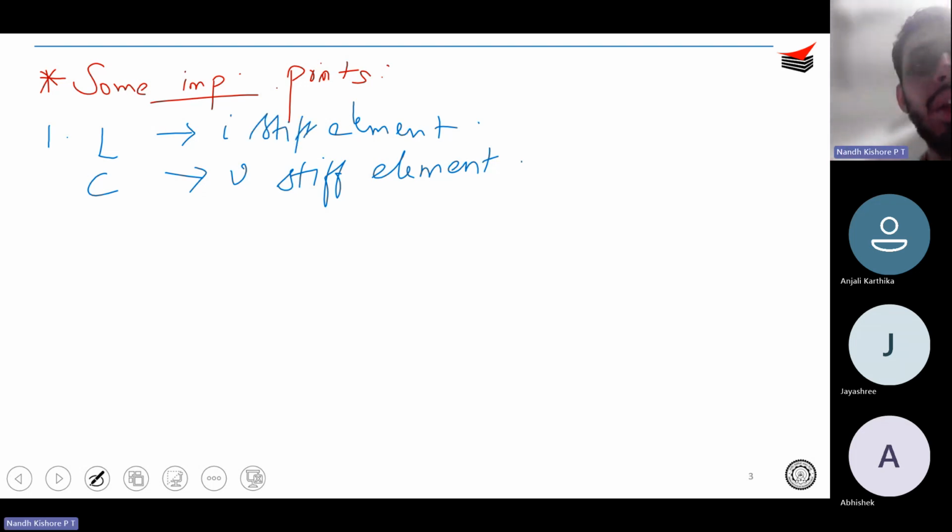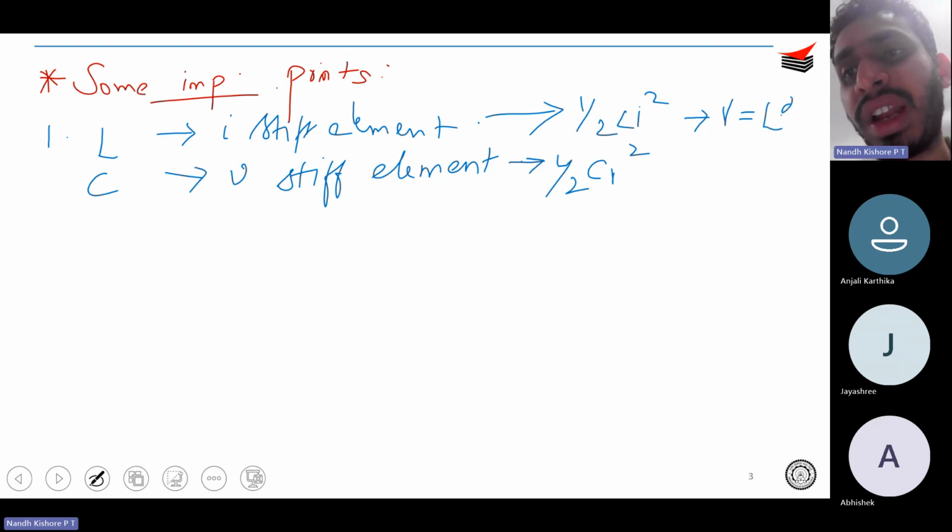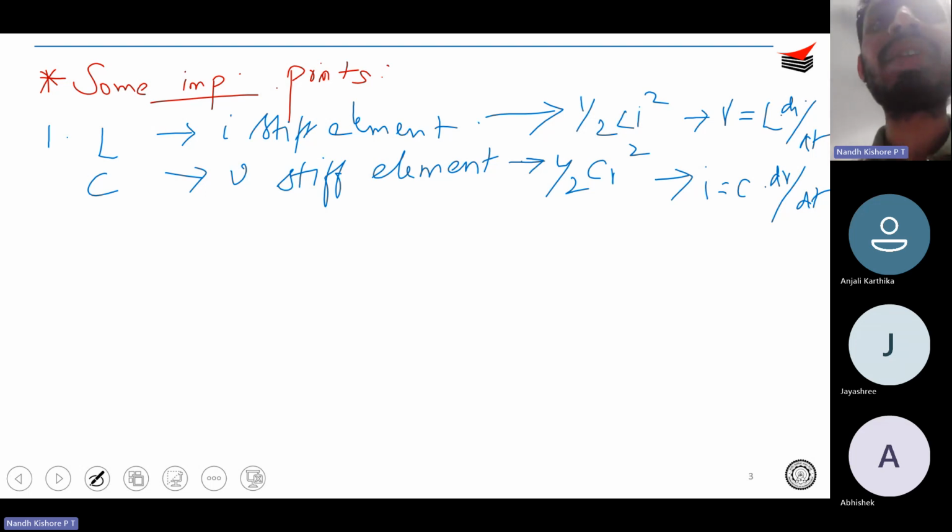And what's the energy stored over here? The energy stored is half L i square, and this is half C V square. And one particular relation which denotes the relation between V and I in the time domain is V is equal to L di/dt and I is equal to C dV/dt. This is just some basic stuff that I wanted to cover over here.